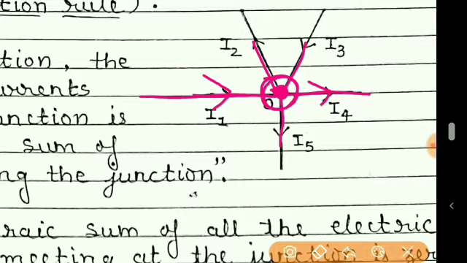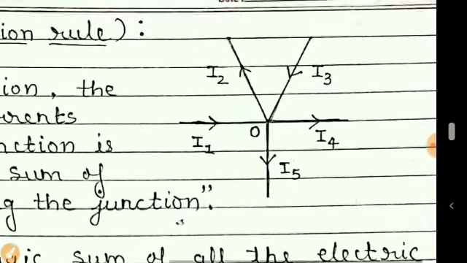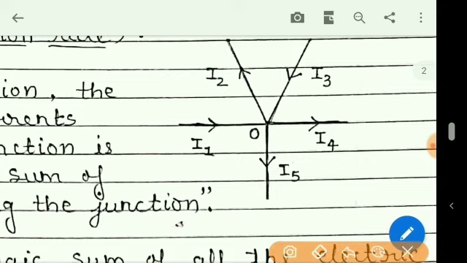Students, once again, whatever the total current moving towards the junction will be equal to the current moving out of the junction. So students, in this figure, how many currents are moving towards point A? Look at the figure and tell me how many currents are moving towards the junction.